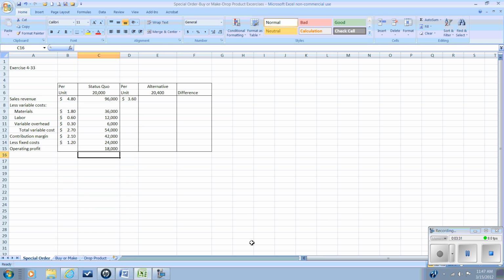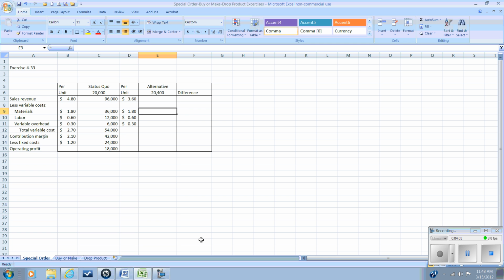Now let's move over to our alternative and identify the information that is relevant to our decision. Every gallon of ice cream we make is going to require the same material, labor, and variable overhead that we do in our normal operations. So the material will be $1.80, labor 60 cents, and the variable overhead 30.